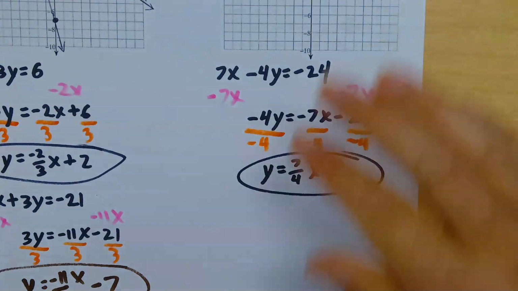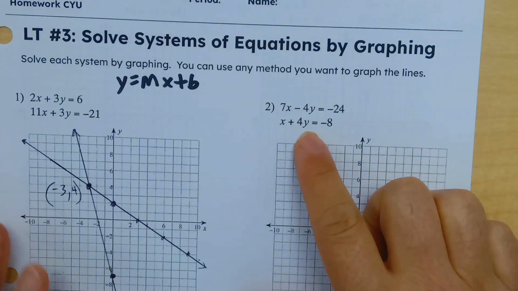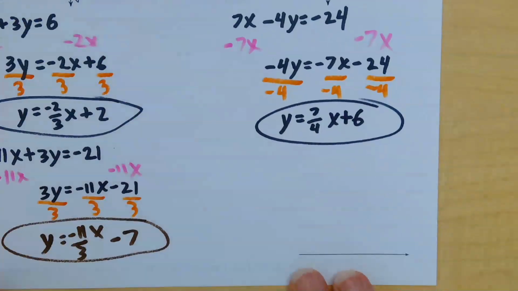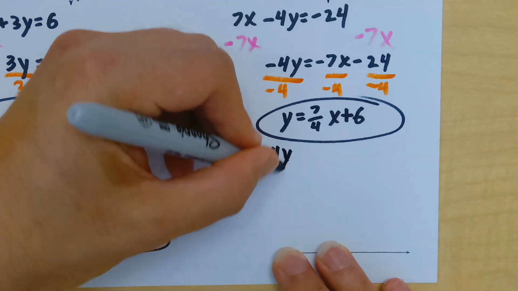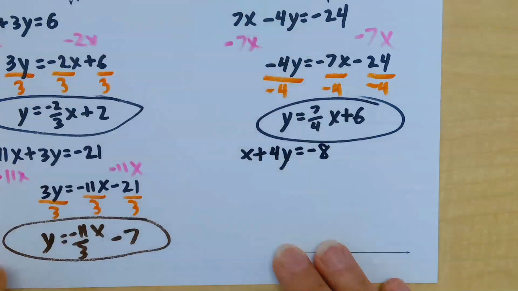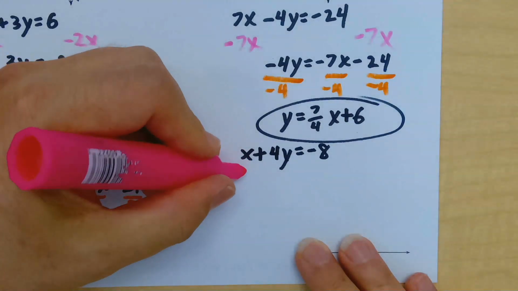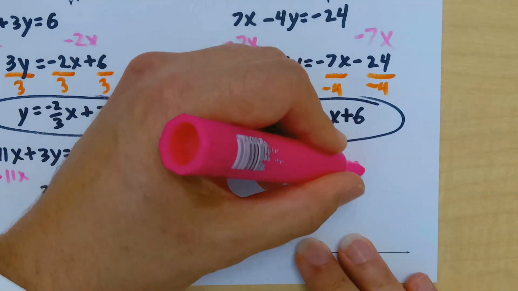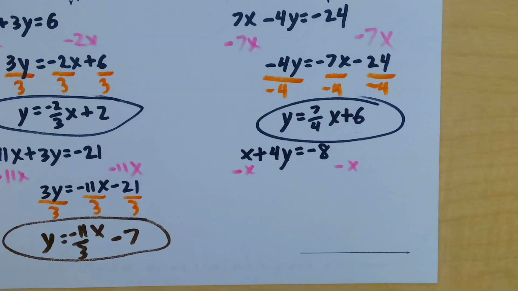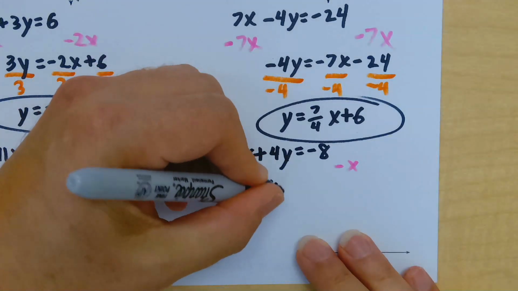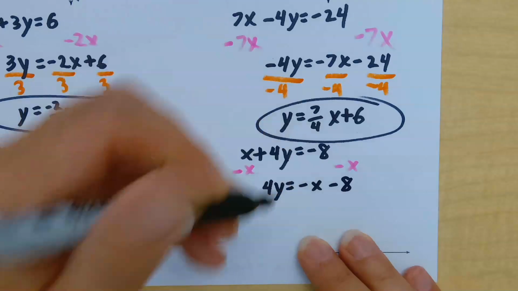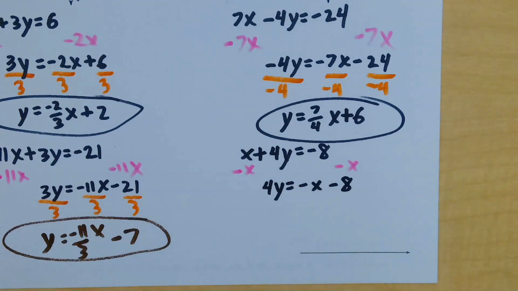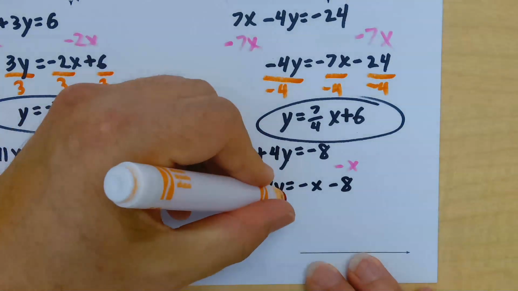Now the other equation, x plus 4y equals negative 8. So the first thing I'm going to do is subtract x on both sides of the equal sign. Okay, and then I'm going to get 4y equals negative x minus 8. And then I'm going to divide everything by positive 4.